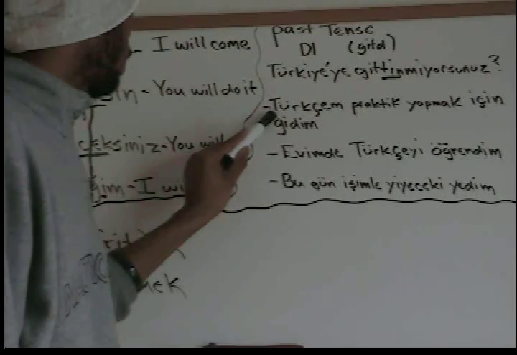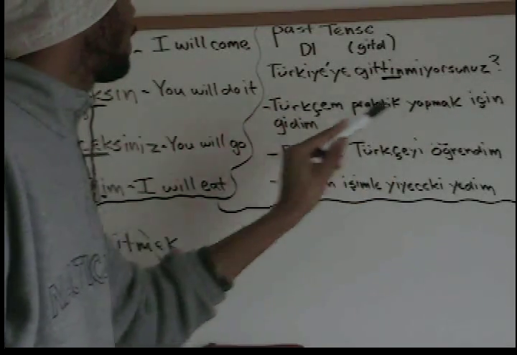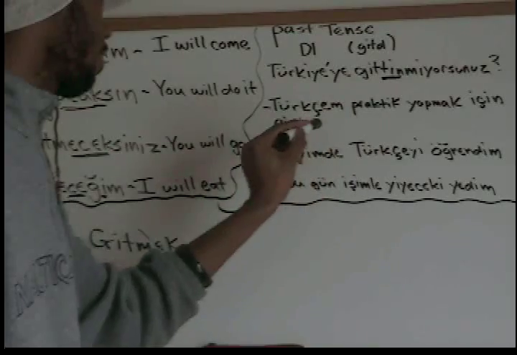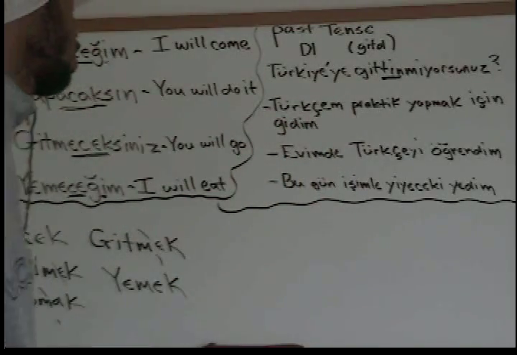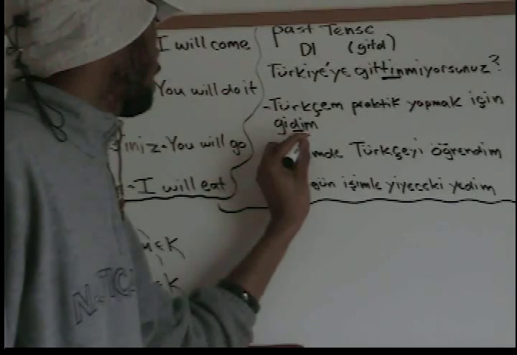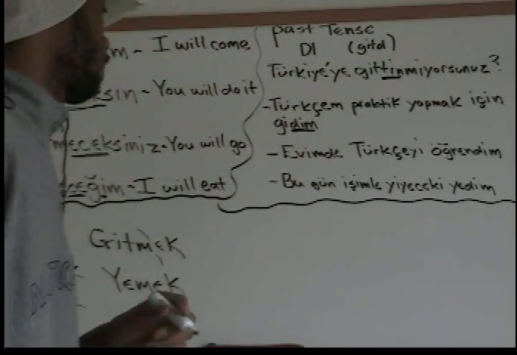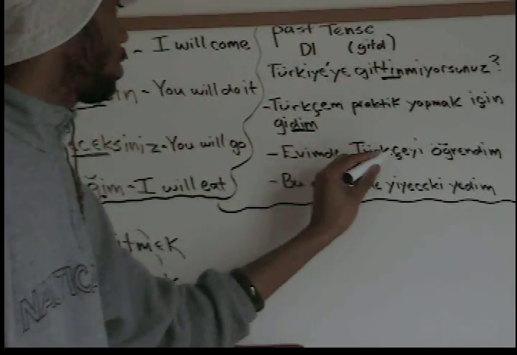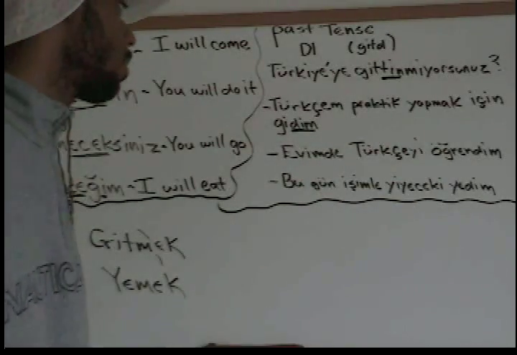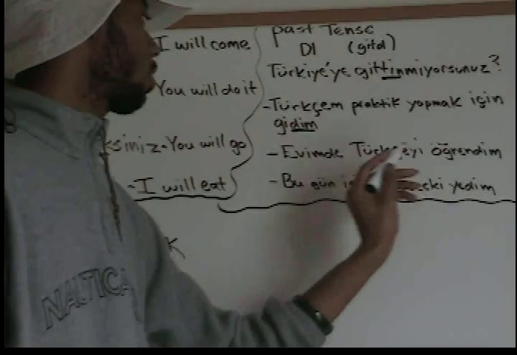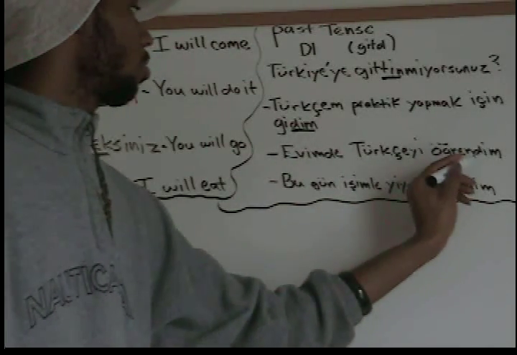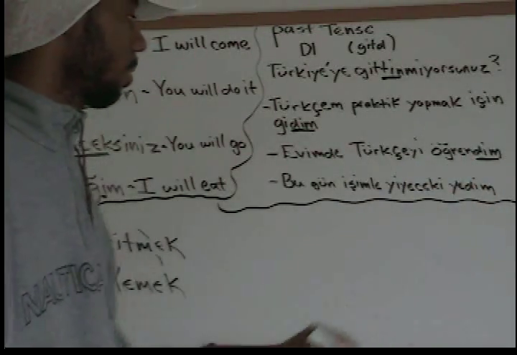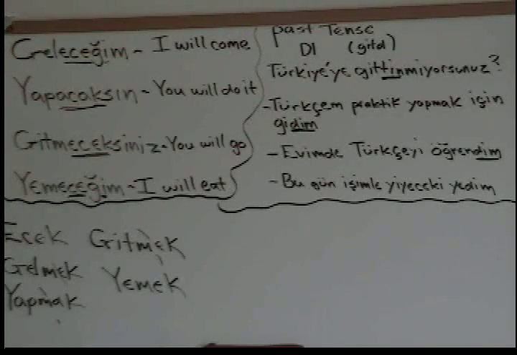Okay, next example. Türkçemi pratik yapmak için geldim. So in order to practice my Turkish, I've come here in order to practice my Turkish, pretty much. So again, D here. I came. Geldim. Okay. Next example. Evimde Türkçeyi öğrendim. So I learned Turkish at home, at my house. So from öğrenmek, past tense. I learned or studied. Okay?